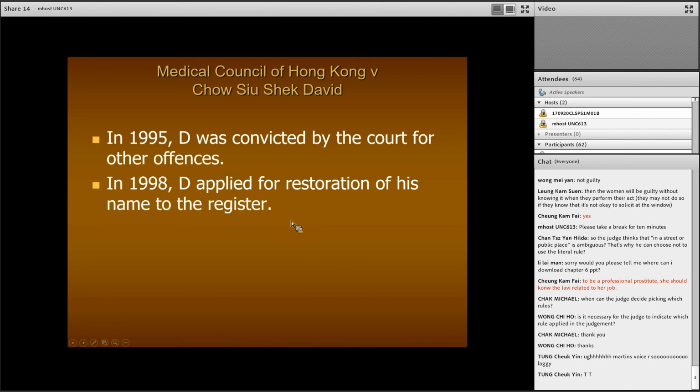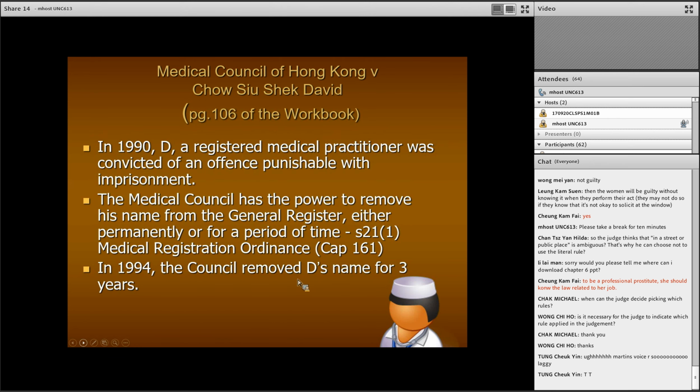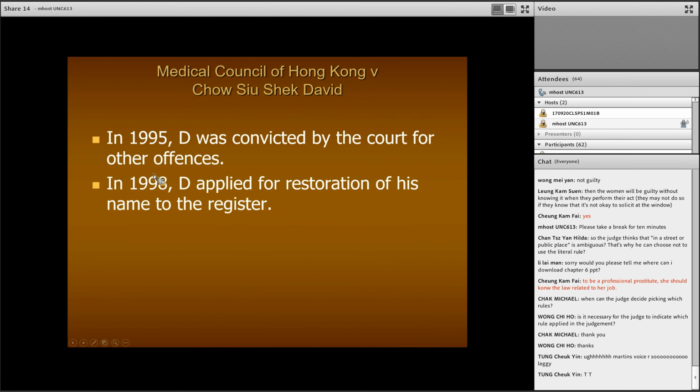It means that he wanted to apply for restoration, 申請復牌. Okay, just like a prisoner, his name was removed for 3 years, so the expiry date should be 1997. So in 1998 the 3-year period had already expired. It's something very usual, very normal for him to apply for restoration of his name to the register, so that he can resume his medical practice and also earn money.